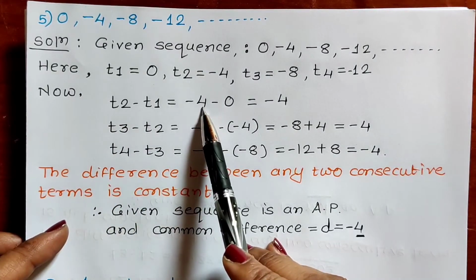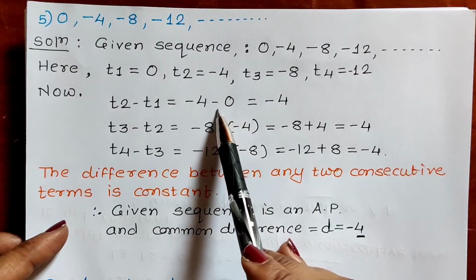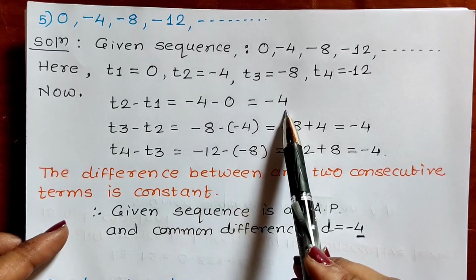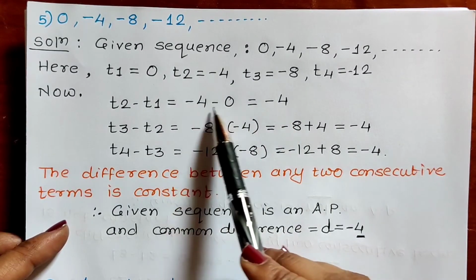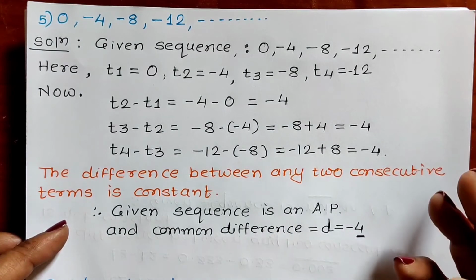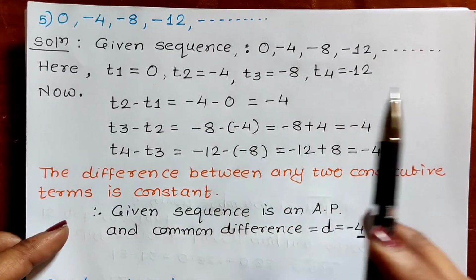Second term is minus 4. First term is 0. So minus 4 minus 0. So 0 subtracted from any number, the answer is the same, that number only. So minus 4 minus 0 will be minus 4. 5 minus 0 will be 5. 100 minus 0 will be 100. Same way minus 4 minus 0 will be minus 4.